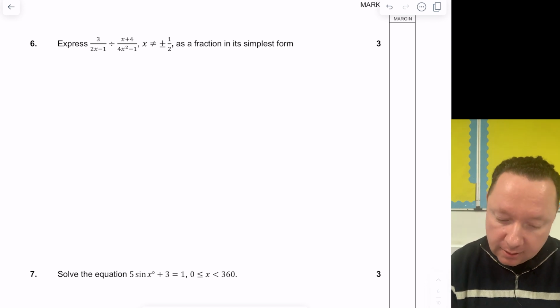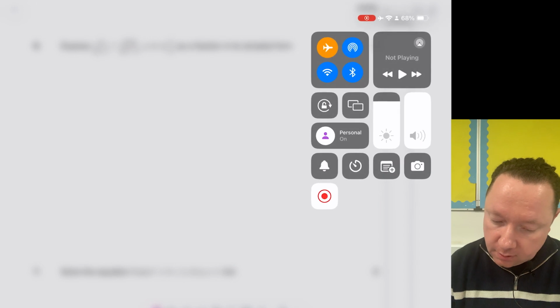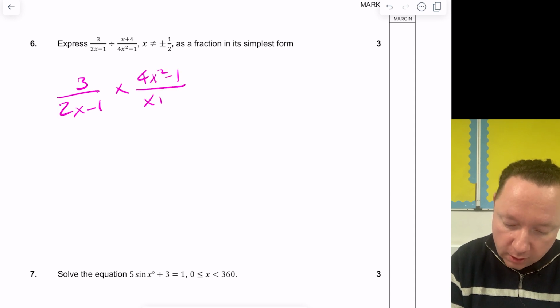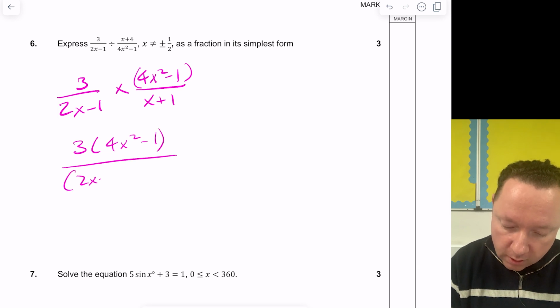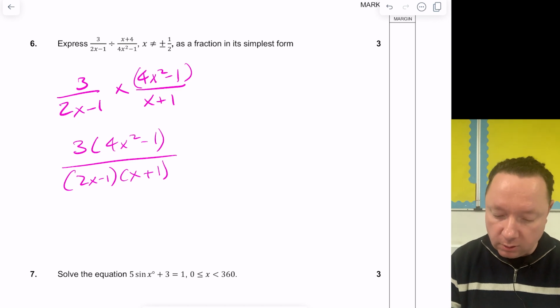Question 6. Express this as a fraction in simplest form. So we've got 3 over 2x minus 1 times 4x squared minus 1 over x plus 4. So that gives me, we'll just put this in brackets, 3 (4x squared minus 1) over (2x minus 1)(x plus 1). Don't expand the brackets because you're trying to simplify, so you actually want to factorise.